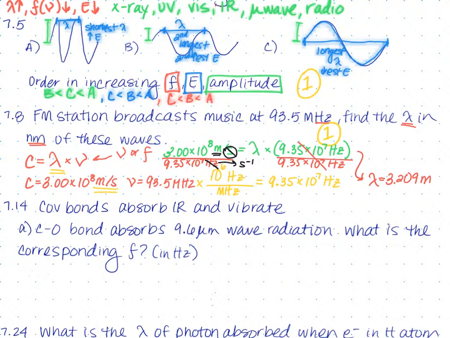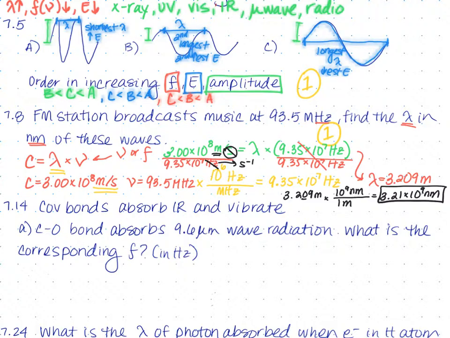And the question asks for nanometers, so you're going to have to take 3.209. I believe we have 3 sig figs, meters. And since I want it in nanometers, I know for every 1 meter, since nano is a smaller measurement, there's 10 to the 9th nanometers for every 1 meter. So this will get you 3.21 times 10 to the 9th nanometer is the wavelength of that radiation and through which the FM station broadcasts.